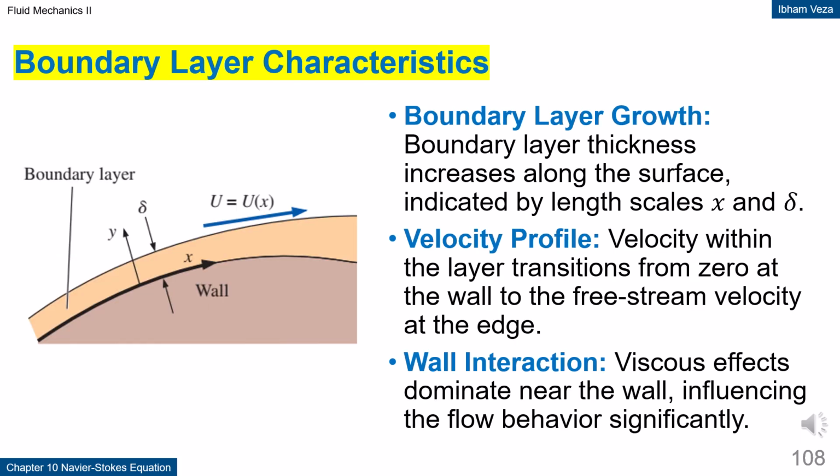Boundary layer characteristics. The boundary layer thickness increases along the surface, usually denoted by delta. Inside this layer, velocity changes from 0 at the wall to nearly the free stream velocity at the edge. The largest velocity gradient occurs near the wall. This shows the dominance of viscous effects close to the surface. This structure is a fundamental feature of all flows with boundary layers.